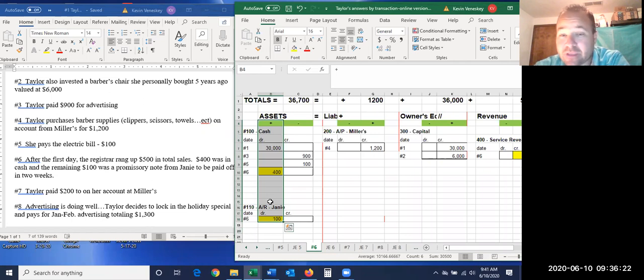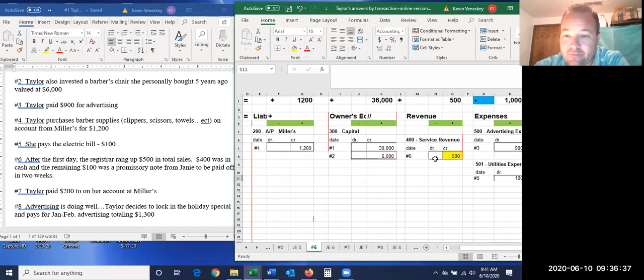So now we have 2 debits and no credits yet, so we're not done. We now have to answer the question, where did these come from? Why did I get 400? Why does Janie owe me 100? And the reason why is because I made a sale. Because I made a sale, that's why I got that stuff. I got cash because I earned the revenue.